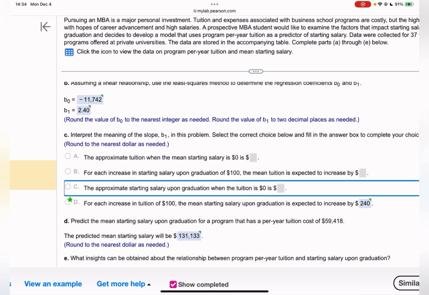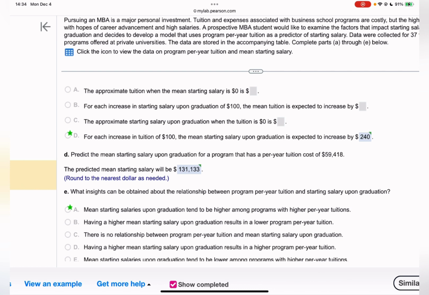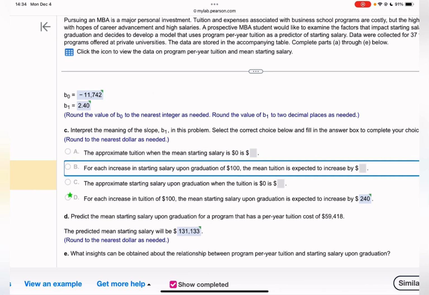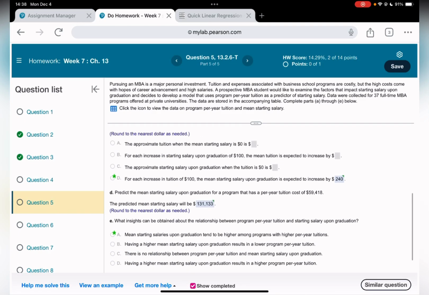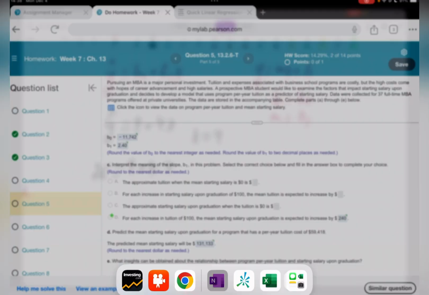Now, predict the mean starting salary upon graduation for the program, and we're going to plug these values into our equation. Let's do it. Let me keep this number so we can solve it. One second. I want to take this picture of this number so we can work here.